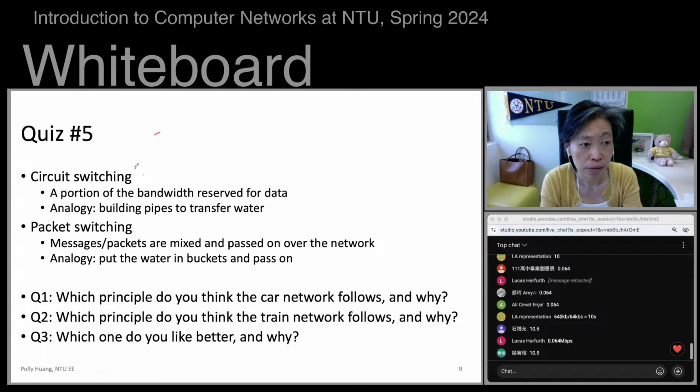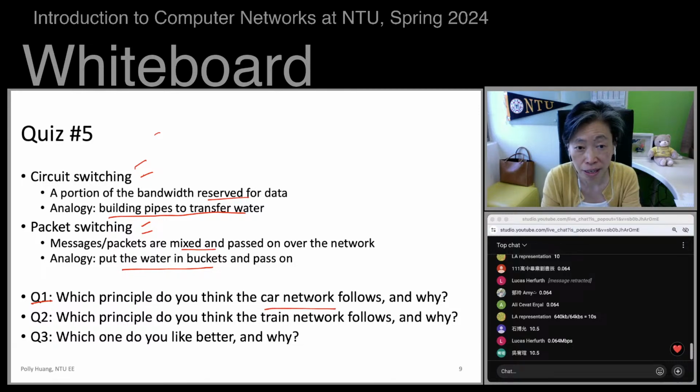So we've heard about circuit switching. Yeah, the keyword is reservation. We've heard about packet switching. We heard that the packets will be mixed up and a little bit chaotically moving around the network. Okay, so let's use an analogy. How about using a water transfer network as an analogy? Building pipelines to transfer water will be what? The circuit switching way. But putting the water into smaller buckets and passing them around, that will be the packet switching way.